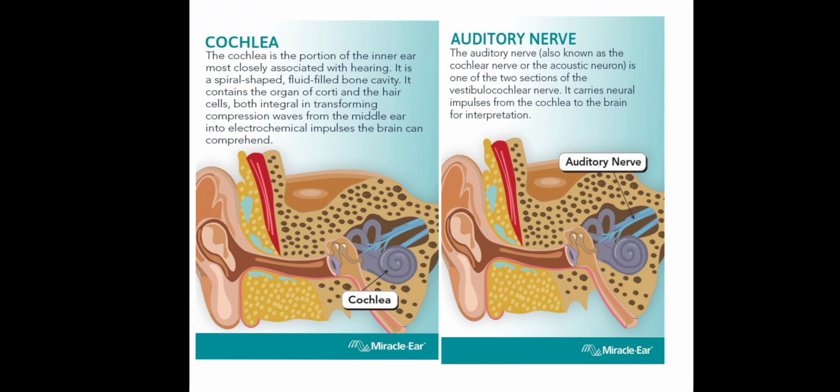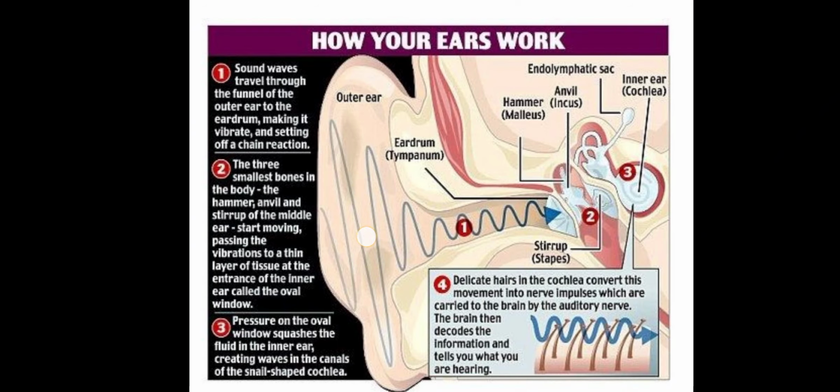So how do your ears work then? Sound travels through the funnel of the outer ear to the eardrum, making it vibrate and setting off a chain reaction. That is number one. Next, the three smallest bones in the body, the hammer, anvil, and the stirrup of the middle ear, start moving, passing the vibrations to the thin layer of tissue at the entrance of the inner ear called the oval window.